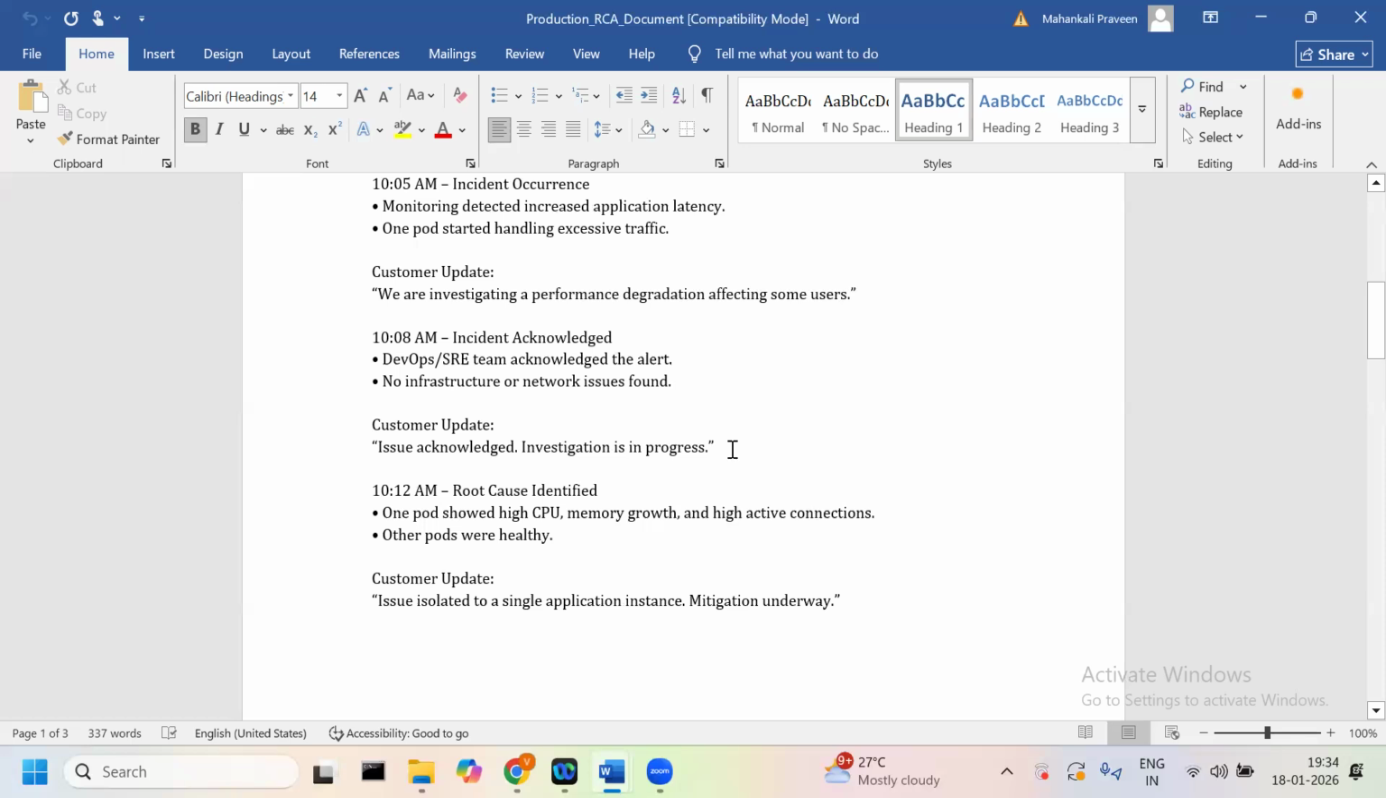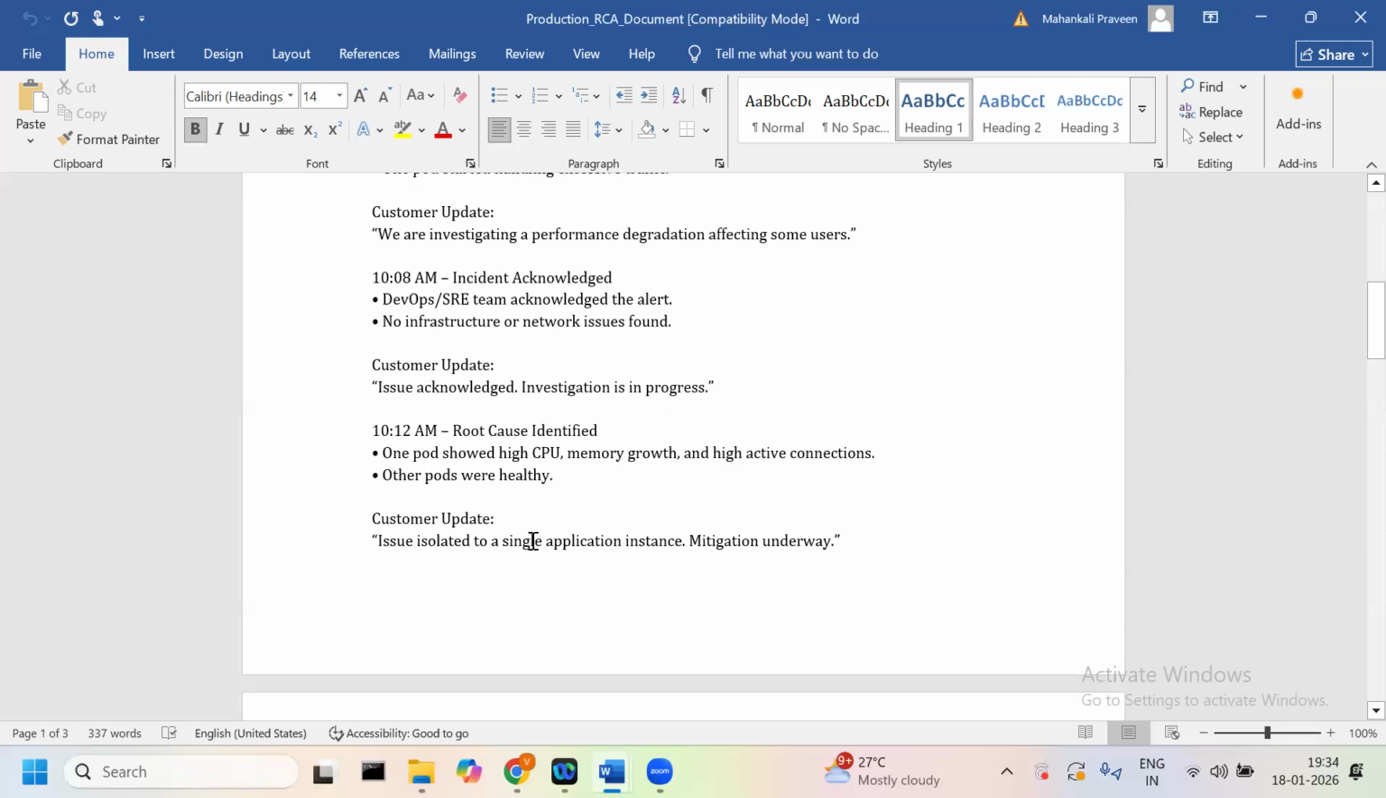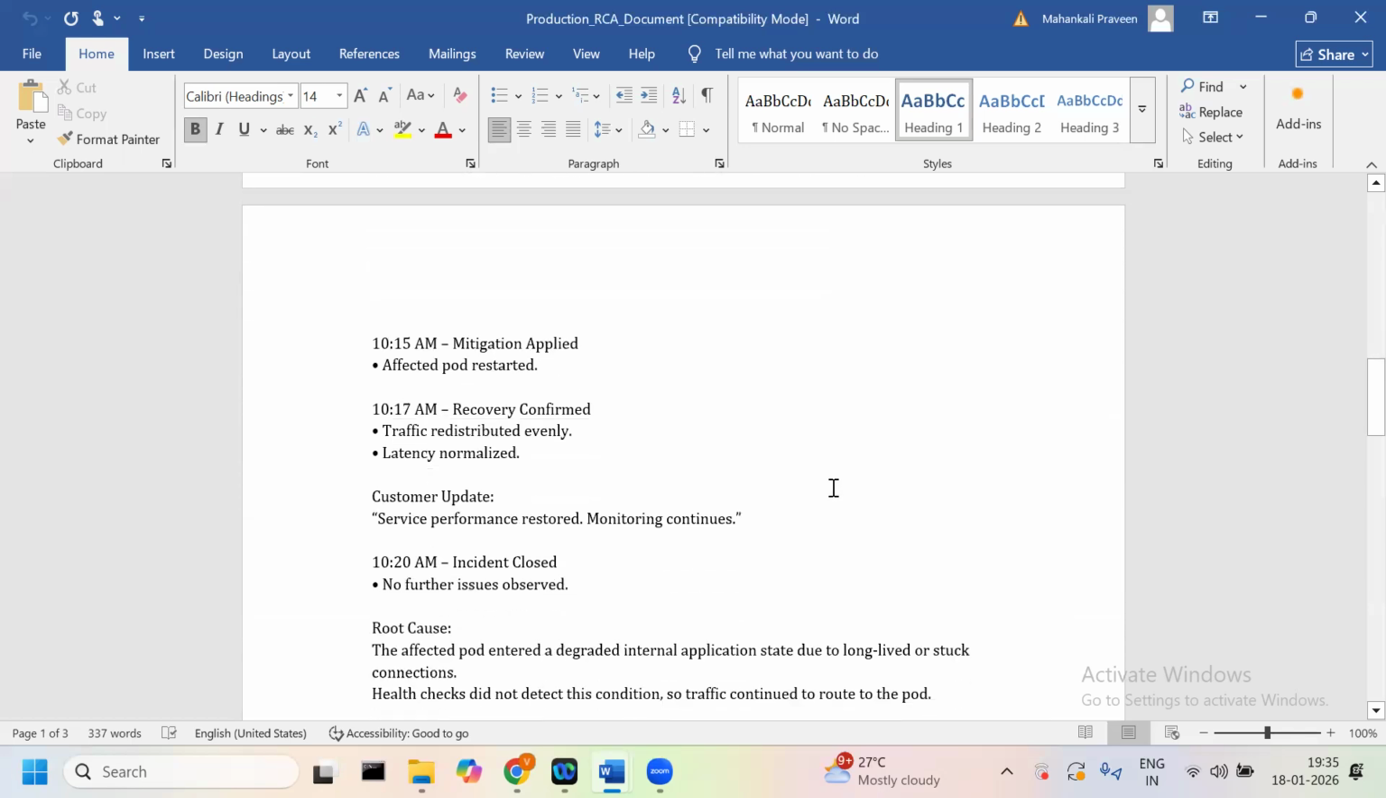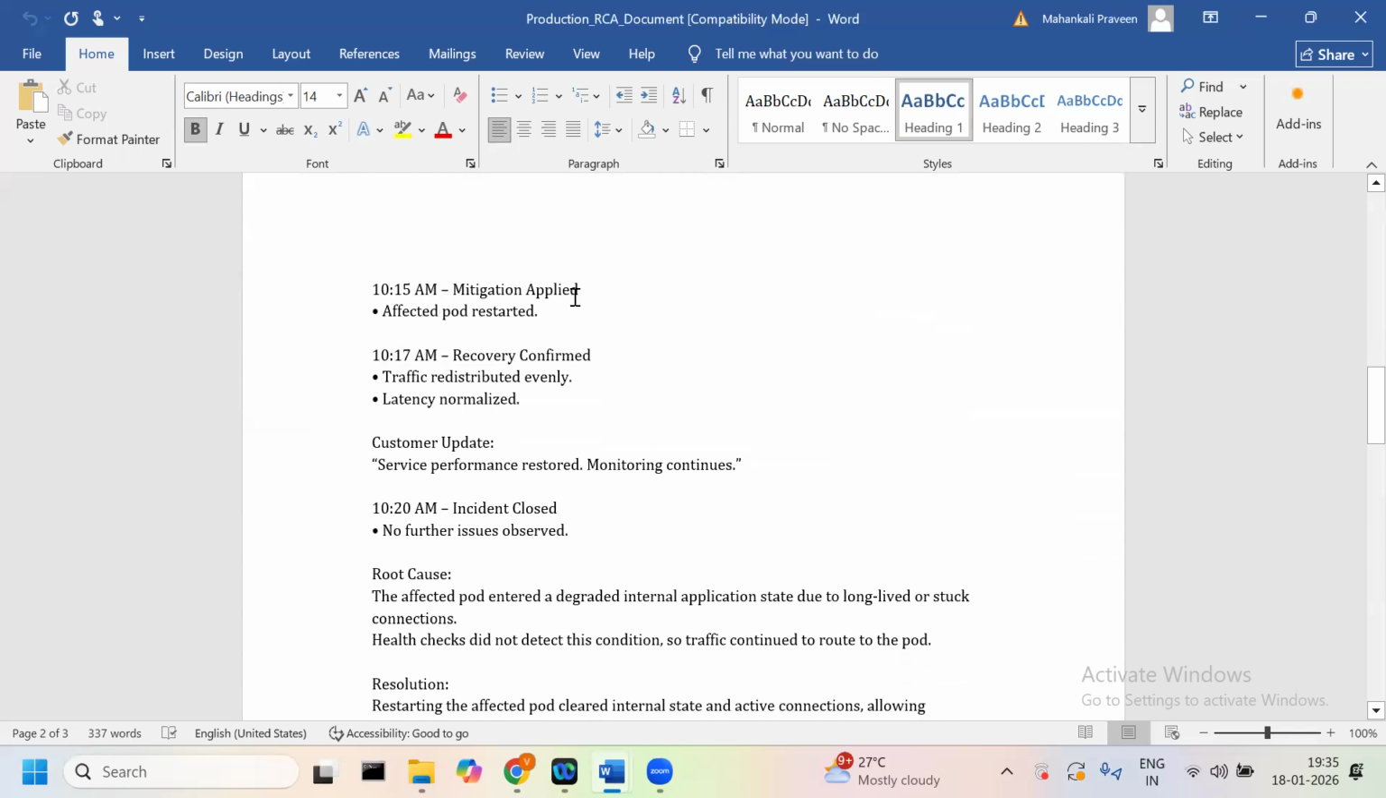Then after 5 minutes, after observing the monitoring tools, Grafana or Dynatrace, the particular pod shows CPU or memory growth and high active connections, while other pods are healthy. Then we need to update the customer as well: the issue is isolated to a single application instance, and mitigation is underway. Then after 5 minutes, the mitigation is applied.